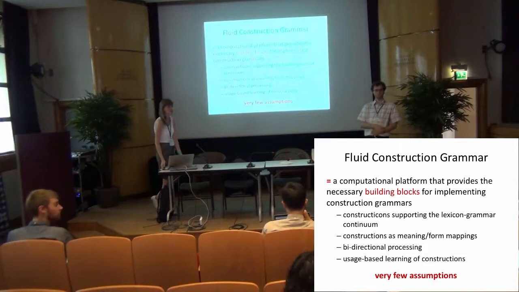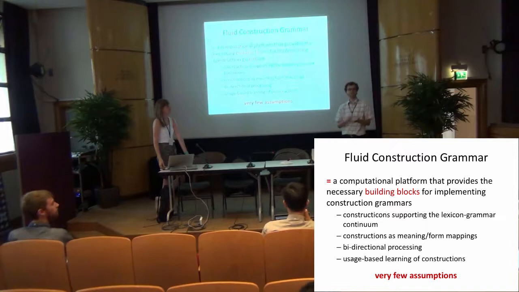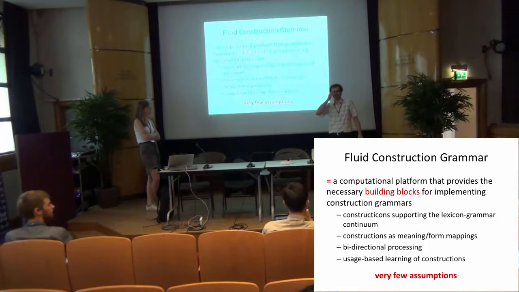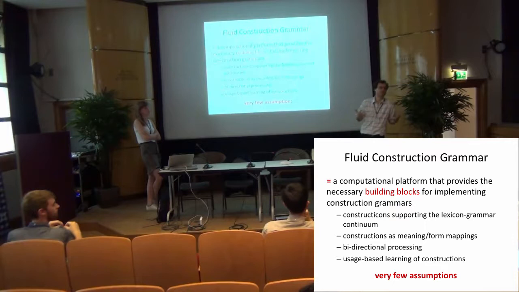Yeah, very basic question. On the previous slide, you said it's not a machine learning algorithm. And here you can implement it. So what's the difference? You can, for example, compare it to R. Is R machine learning? It's more like a special purpose programming language. So it gives you tools that you can use for usage-based learning. But FCG itself is much more broad than that. You can use machine learning algorithms within FCG, but you don't have to. And it's also not as if there's one machine learning algorithm that gives you constructions.